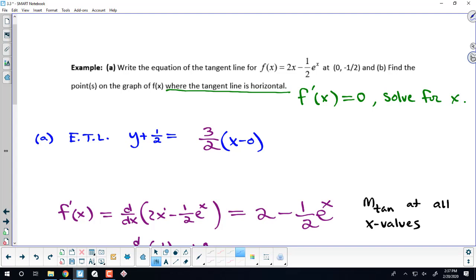You'd have to compute f of h minus f of 0. We already know what that is, it's given to us as that point. But then f of h is 2h minus 1/2 e to the h. So how do you compute this limit and simplify this? It's very difficult.